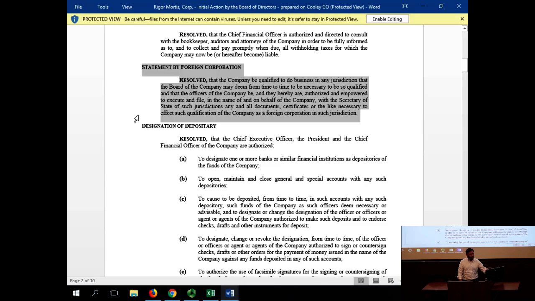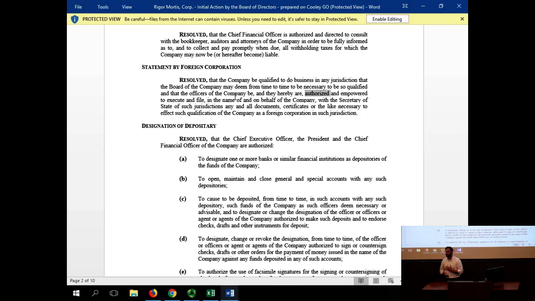This is express authority. There's an express grant of authority from the board of directors to the officers. And in fact, it says it here, right? It says the company be qualified to do business, and that the officers are and hereby are authorized and empowered to execute and file with the Secretary of State of such jurisdictions any documents and the like. This is an example of an express grant of authority, actual authority expressly granted.